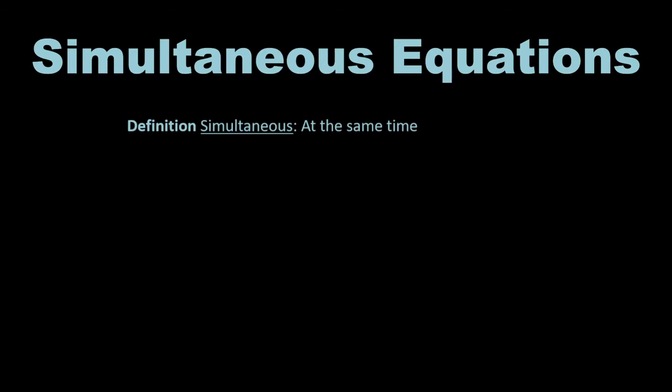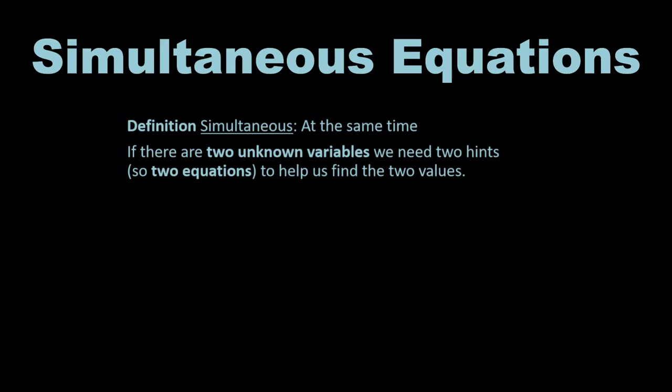First of all, simultaneous means at the same time. If you've got an equation that's got two unknown variables in it, that's two different letters, you're going to need two hints, so two different equations to help you find the values of those two variables. For example, if you're given an equation like 2x plus 3y equals 8, there are two values there that you don't know. You don't know what x is and you don't know what y is, which means there could be many different combinations of values that would make this equation equal 8.